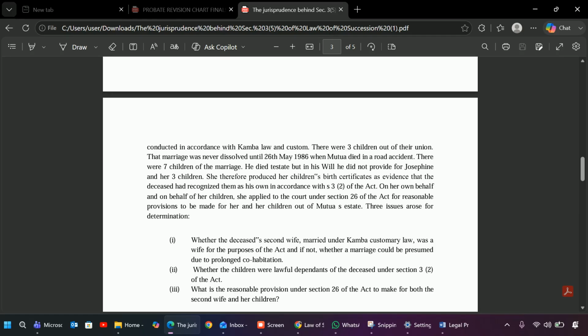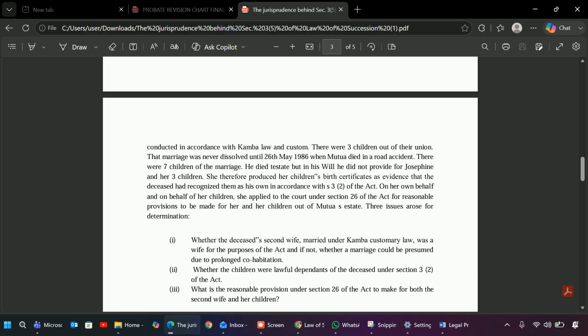That marriage was never dissolved until 26th May 1986, when Mutua died in a road accident. There were 7 children of the marriage. He died testate, but in his will he did not provide for Josephine and her children. She therefore produced her children's birth certificates as evidence that the deceased had recognized them as his own in accordance with Section 3(2) of the Act.